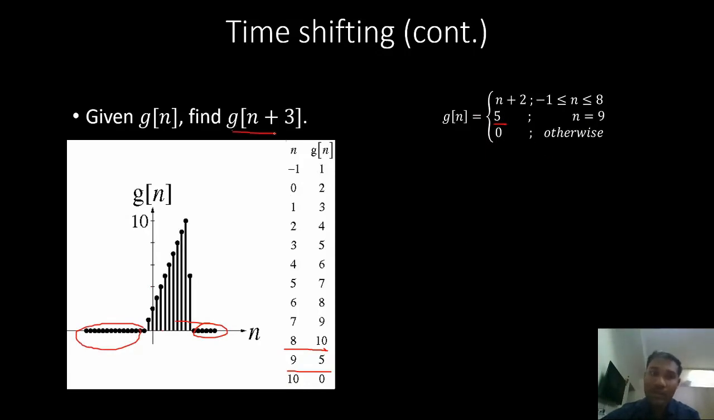So to find g of n plus 3, what should we do? We should replace n with n plus 3. So there's n here, there's n here, there's n here. So we'll just replace it with n plus 3.